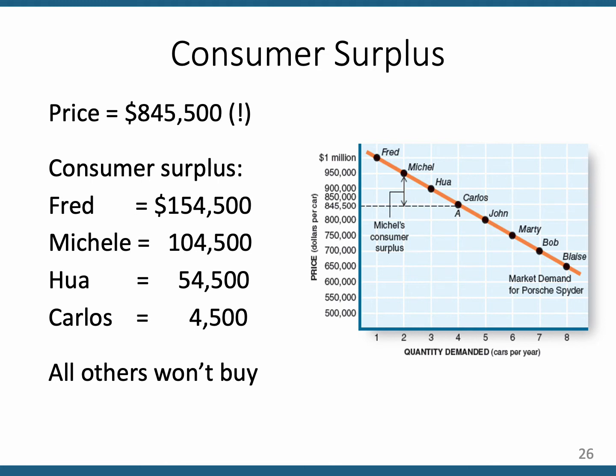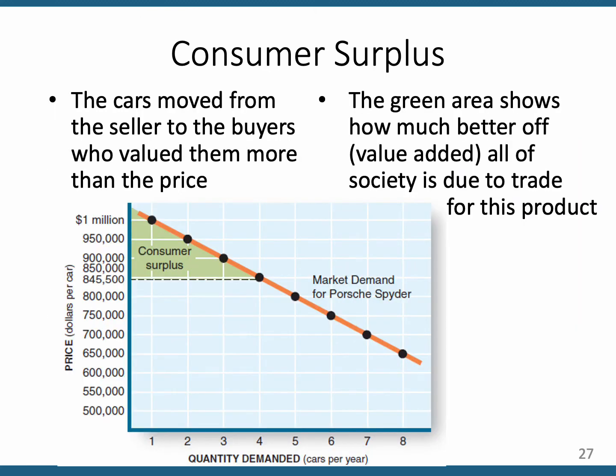Here is consumer surplus for each of the buyers. And again, it's the difference between, in Fred's case, $1 million, his maximum price, and $845,500, what he actually paid for it. So he's experiencing $154,500 of consumer surplus. And you can see Michelle, Hua, and Carlos have different amounts. So you can shade in that triangle in the upper portion of this graph to represent consumer surplus.